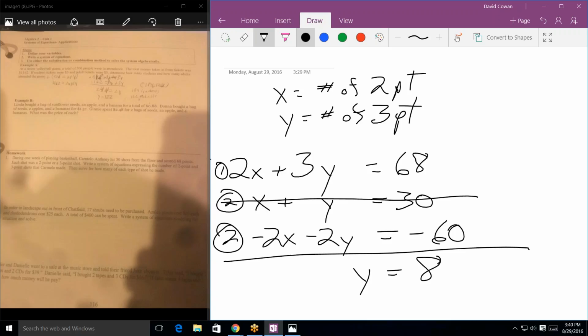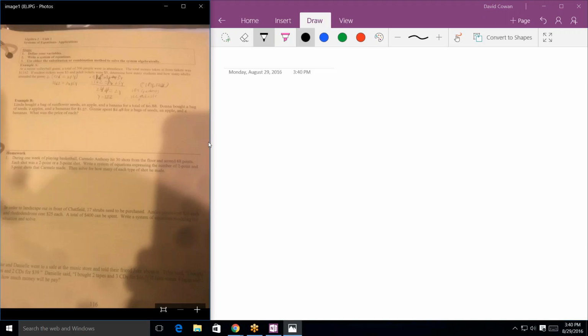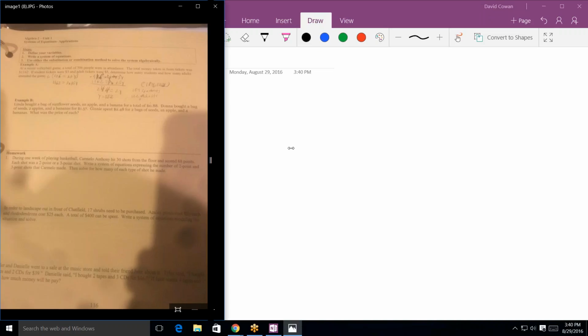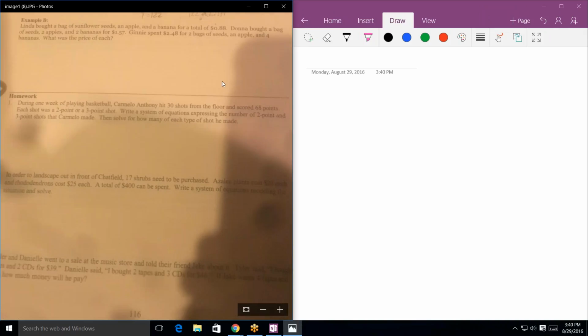How do you solve for x? Solve for x by plugging back into one of the equations. The easiest one to do is x plus y equals 30. Usually the one that I crossed out is almost always the easiest one to use to solve for the other variable. So x would equal 22. And I guarantee you word problems will all be that easy if you merely do that first step, which is to go to the end of the problem and figure out what your variables are.